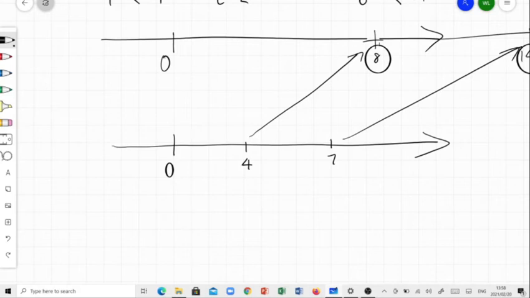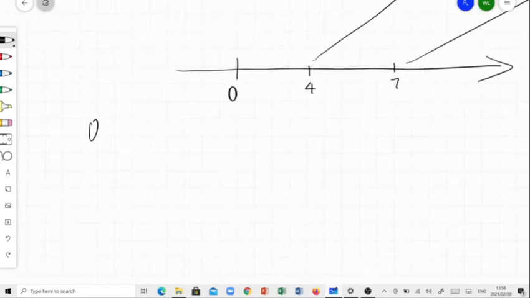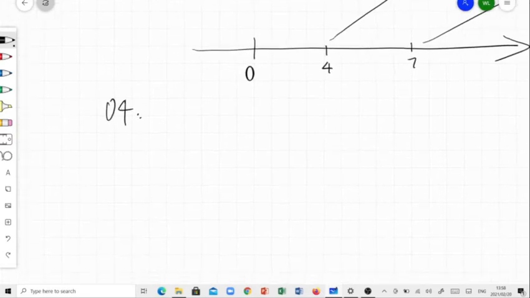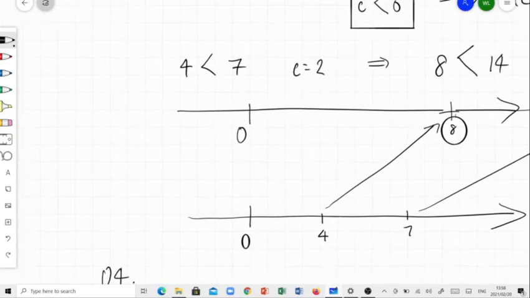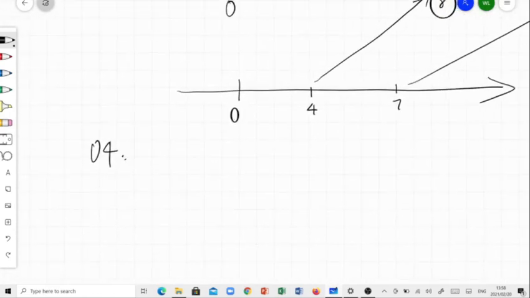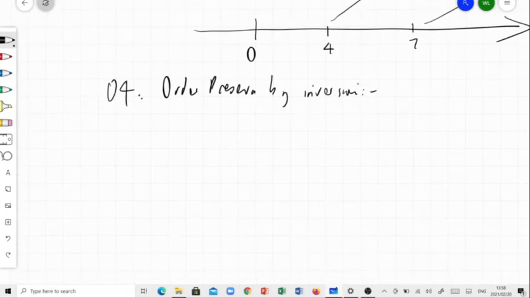Okay, so what we now have here is our next law, number 4, I think. The fourth axiom, or the fourth commandment that we have to believe in, is that we've got order preservation by inversion. This is called positivity preservation.